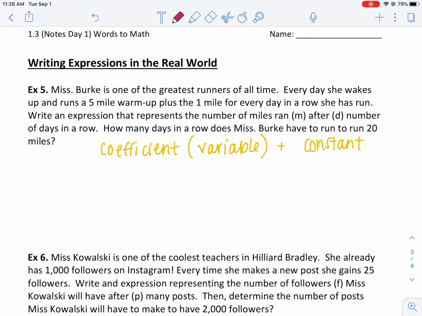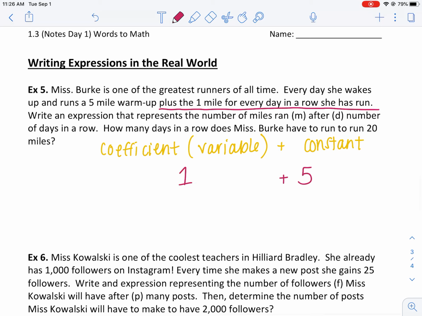Okay, so I know that I'm going to have that guy right there. And then basically it says plus the 1 mile for every day in a row she has run. Okay, so what should our variable be? What's changing? The days, right? The number of days in which I've run in a row.